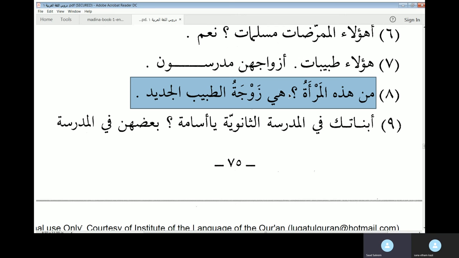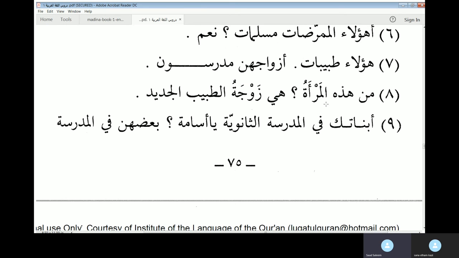That is Imra and that is Al-Maratu also. Both are the same word. Imra is also one woman. Al-Maratu means the woman. Imratu, a woman. Al-Maratu, the woman.